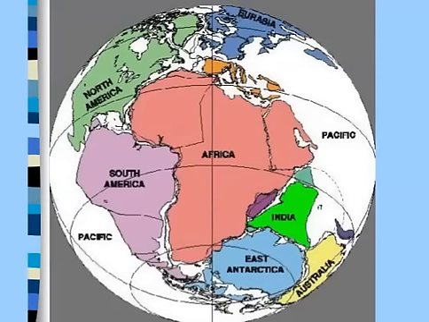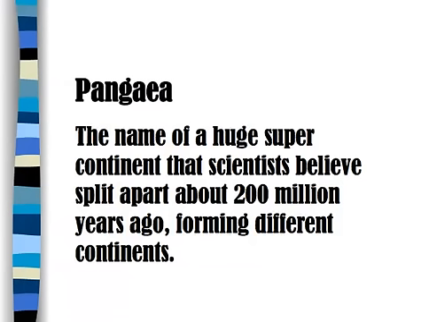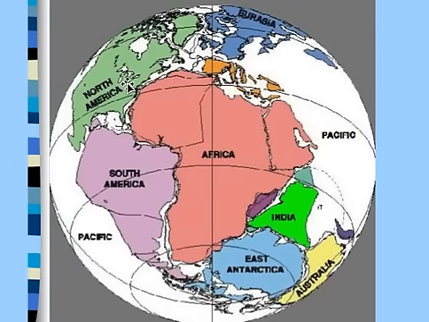Do you know what these are? All of these things together? Separated, they're known as continents. Together, they are Pangea! The name of a huge supercontinent that scientists believe split apart about 2 million years ago, forming completely different continents. See, we have North Africa, South America. Did I say North Africa? I meant North America. Oopsie. Africa, Eurasia. Here's India down here. It's going to come up and join Eurasia. East Antarctica, and down there is Australia.